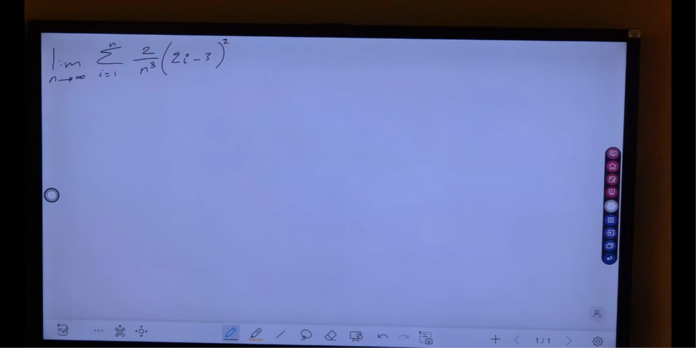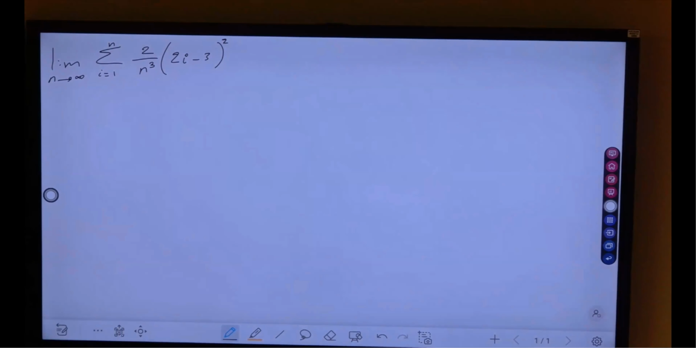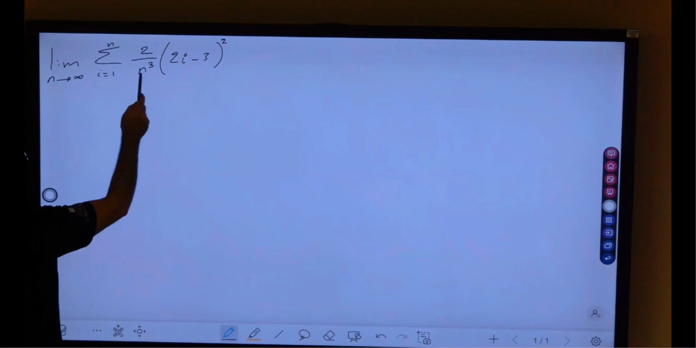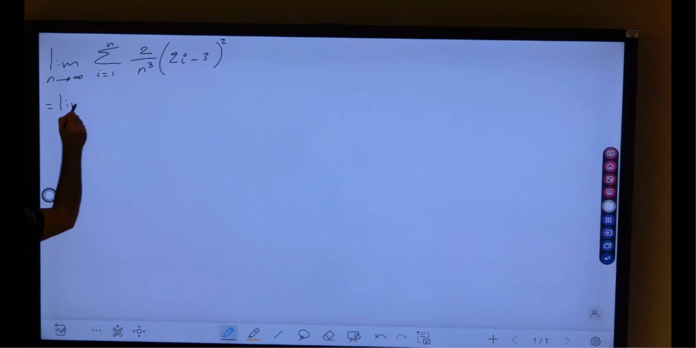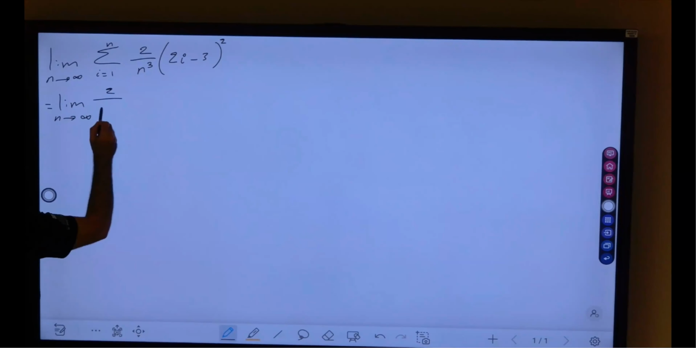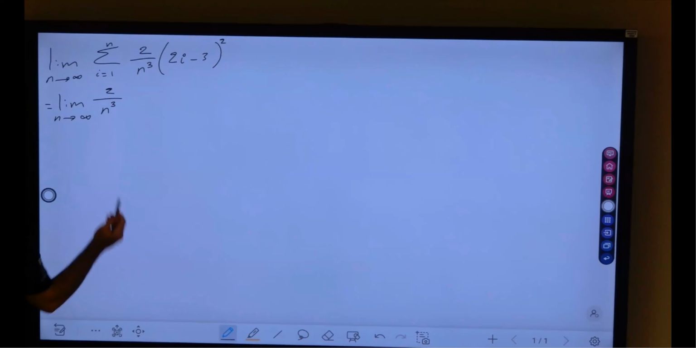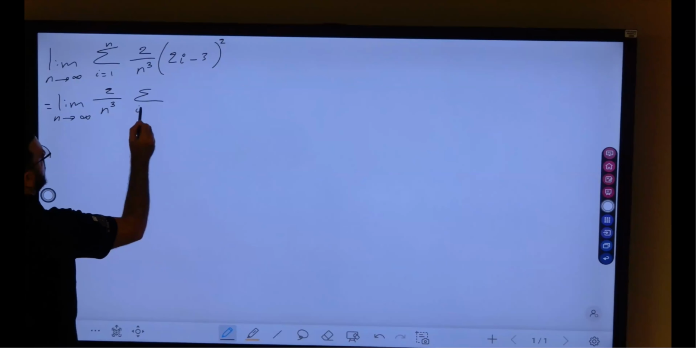Now let's check what the next step is. I'm going to start working on it. Move the 2 over n cubed here. So I can say, okay, it's the limit when n approaches infinity of 2 over n cubed, and here is the summation, and i equals 1 to n.